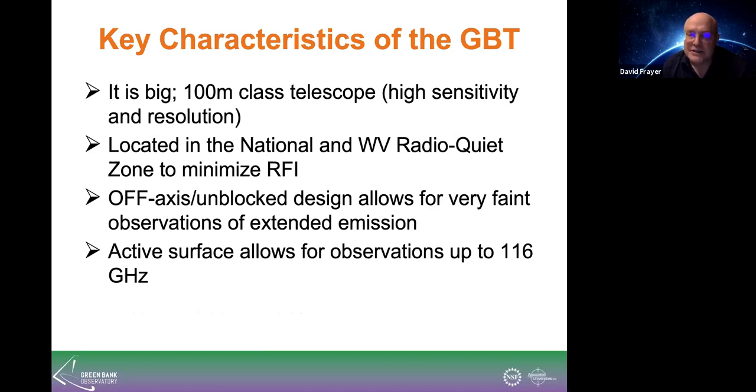As Will mentioned, it's located in a radio quiet zone. We have both national protections as well as additional legal protections from West Virginia. The idea here is to minimize the RFI that the telescope sees. Its off-axis unblocked design makes it very powerful for studying faint extended emission, which makes it unique. And the active surface: we can deform the surface as it sags due to gravity, and that allows us to be able to push up into the 3 millimeter observing window.